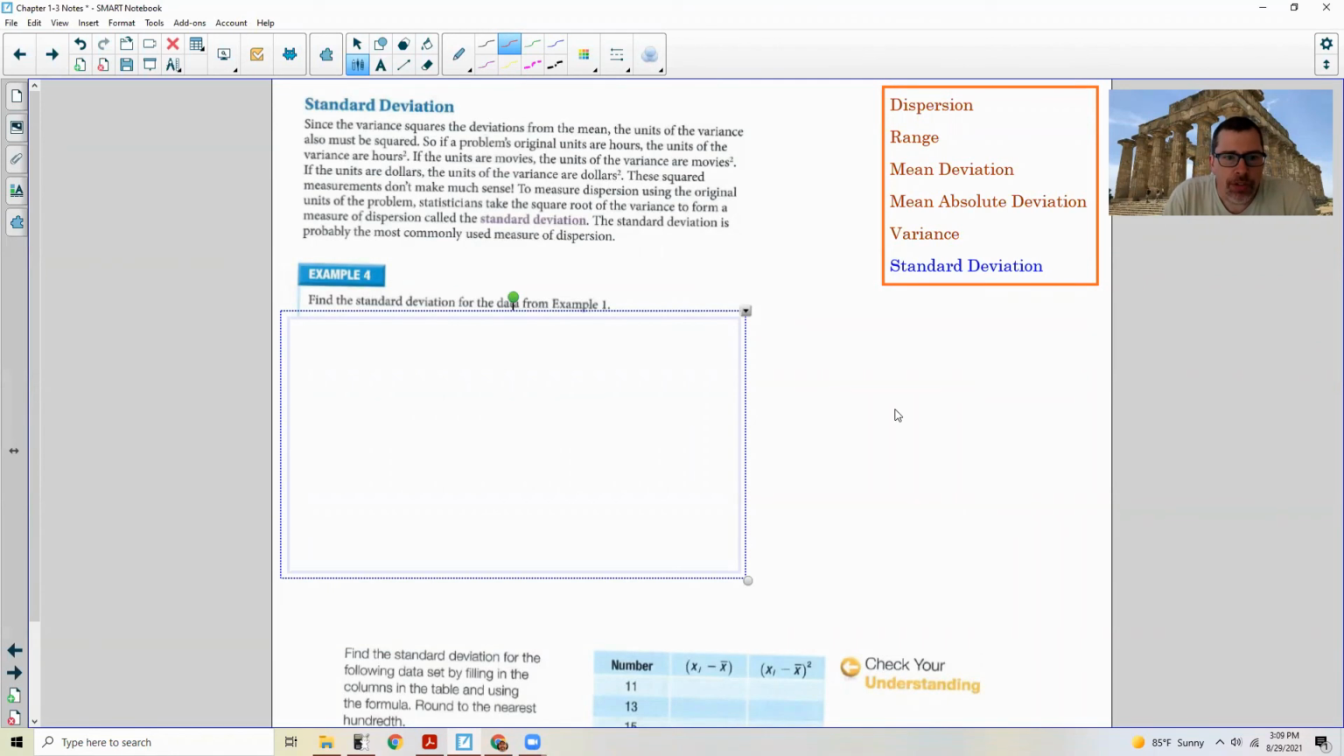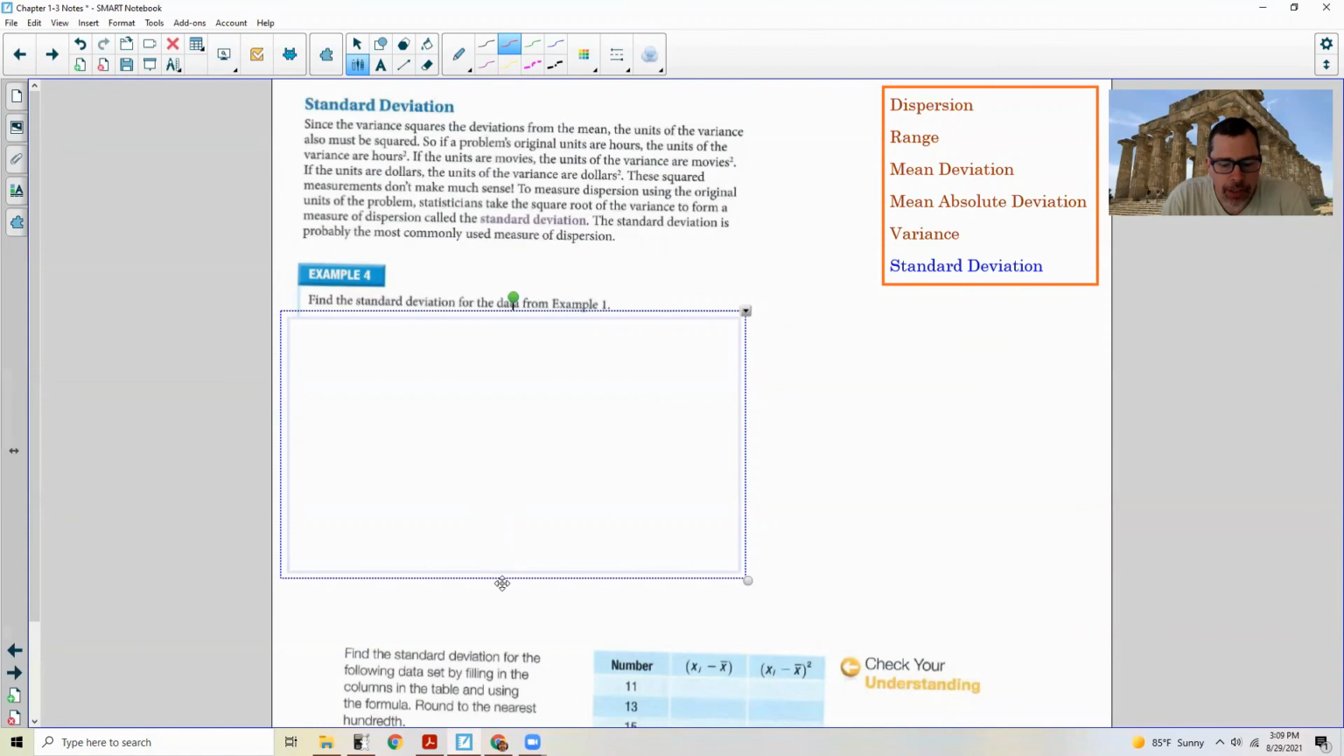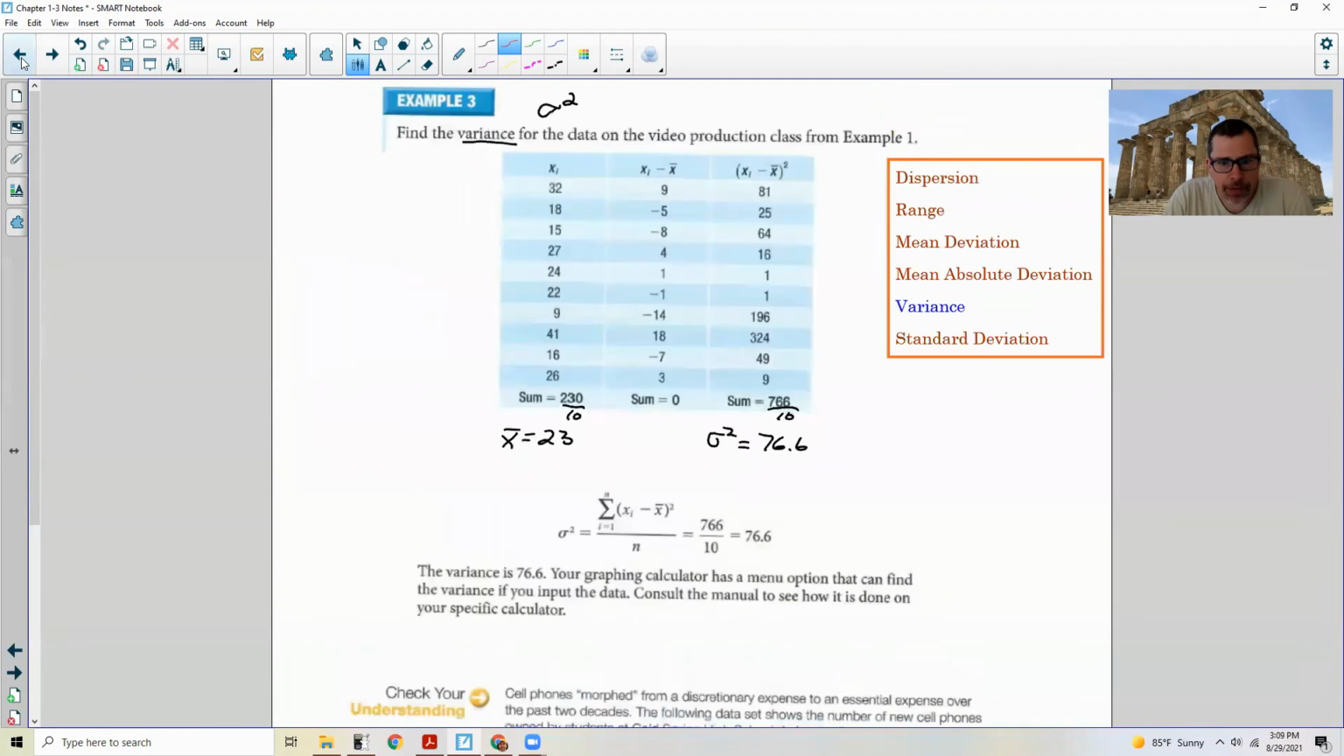Okay, so example 4 says, find the standard deviation for the data from example 1. So if I go back here, here is our data. Oh, from example 1, they said, okay, let's go back here then. And so the solution would be, in example 3, the variance for the data from example 1 was found to be 76.6 movies squared. To find the standard deviation, all we have to do is take the square root of the variance.